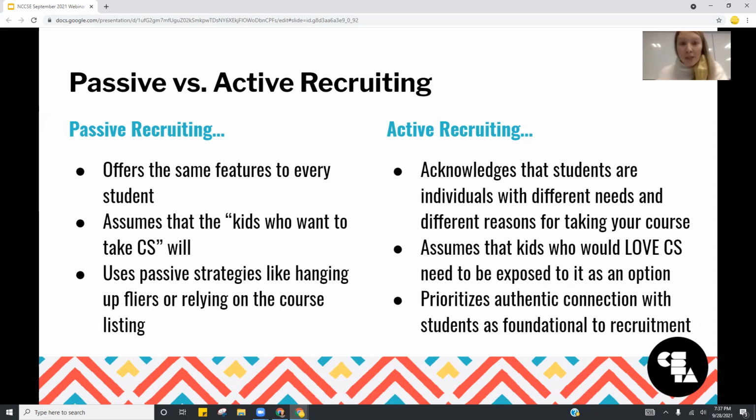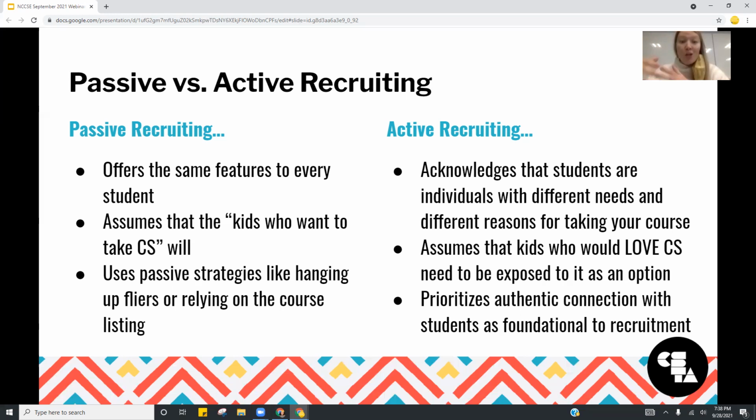So if all we're doing is putting up flyers, we're looking then at the kids who are self-selecting to take CS. And instead, we need to figure out how can we expose CS as a realistic option to as many kids as possible so they can make an informed decision about whether or not it's a course they would be interested in. And then finally, instead of these passive strategies, we're going to prioritize authentic connection with students as foundational to recruitment.